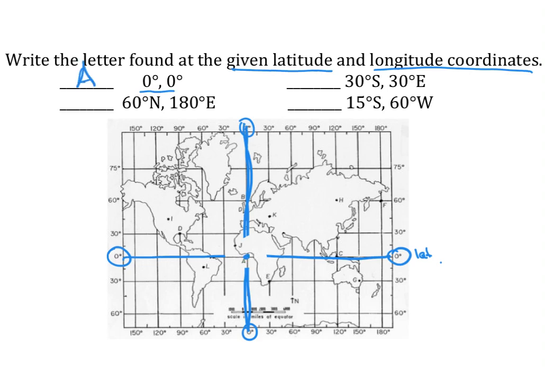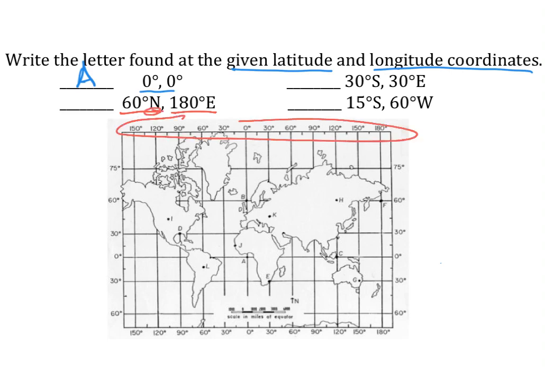Okay, all right, let's try the next one. Erase these so it's a little bit easier to see. This one is 60 degrees north, 180 degrees east. Now, it will be tempting for you to think to yourself, oh, north, so I go up here to the north part of the map. That's wrong. Remember, you have to think about the line, okay?